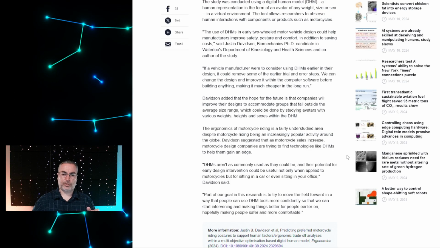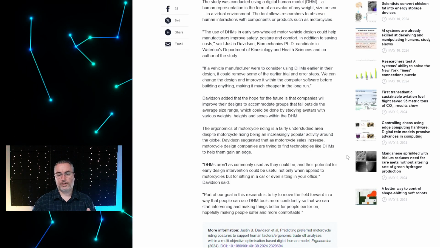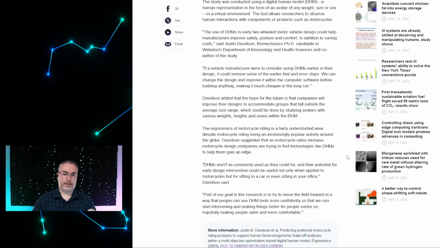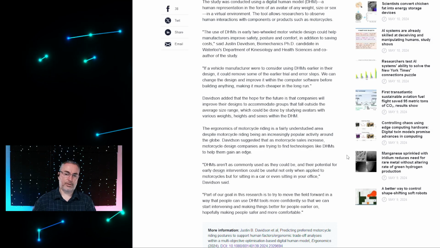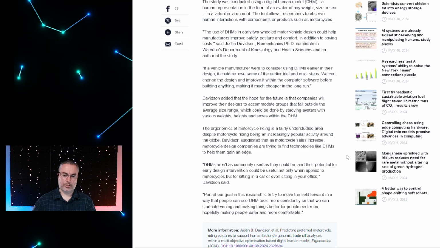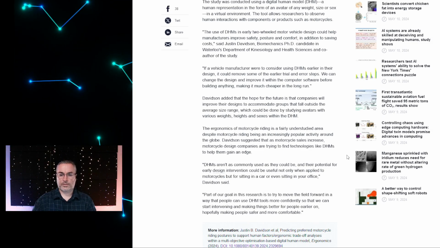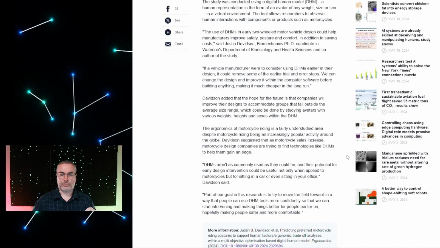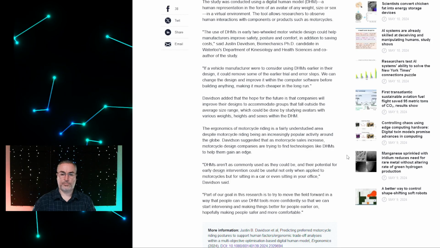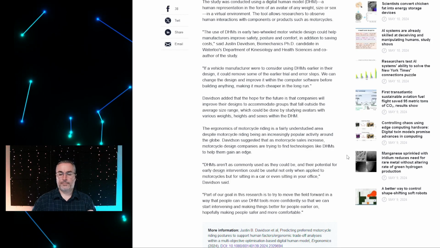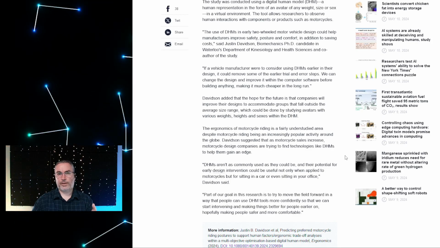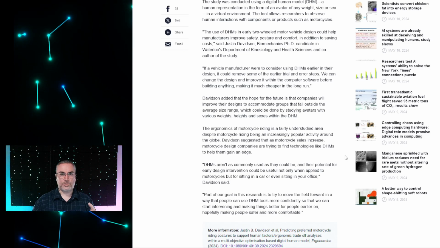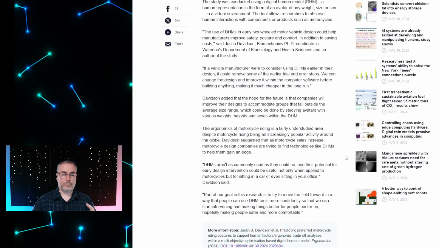The ergonomics of motorcycle riding is a fairly understudied area, despite motorcycle riding being an increasingly popular activity around the globe. Davidson suggested that as motorcycle sales increase, motorcycle design companies are trying to find technologies like DHMs to help them gain an edge. The only real way you can gain that edge is to make a bike that is adaptable to a human rider.